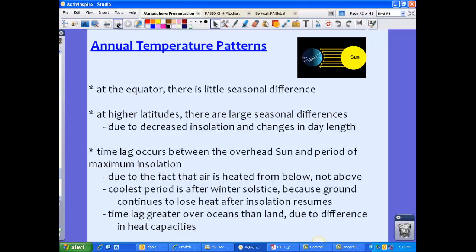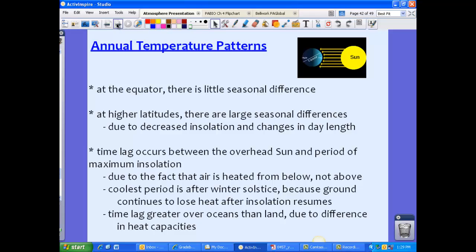Now the coolest period is usually after the winter solstice, and this is because the ground continues to lose heat after insolation resumes. So after the winter solstice, which is the shortest day of the year, you'll start to think that it should warm up after that. Well, that's not always true, and that's because the insolation hasn't gotten a chance to warm the planet up a little bit yet.